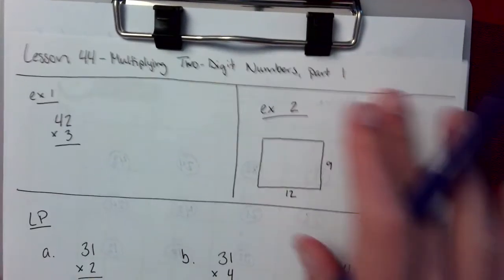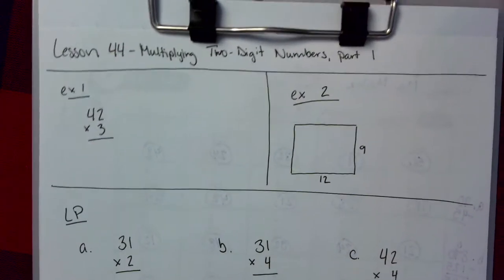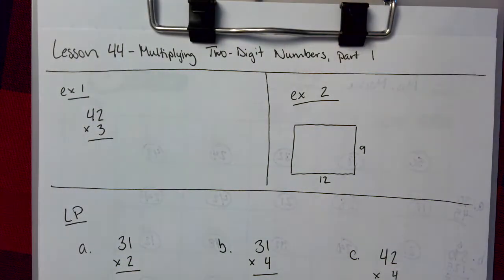Let's look at our first example. It says 42 times 3.